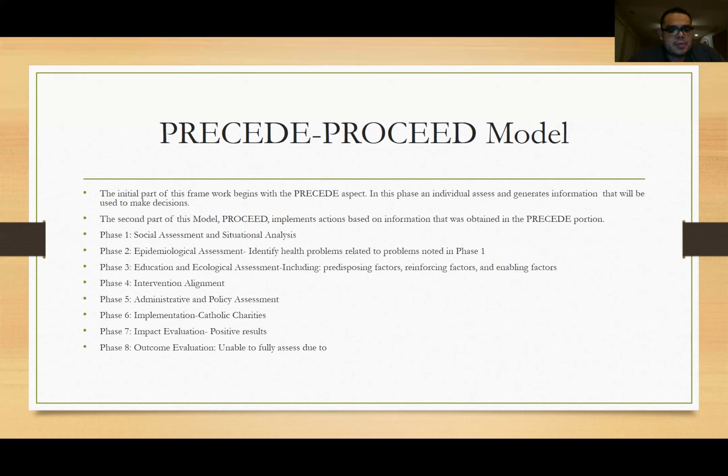The next part of the phase includes administrative and policy assessment. In this part of the phase, I had to see what type of resources I had, if there were any barriers, and what policies or strategies I needed to implement as well. So luckily, I was able to do my intervention at Catholic Charities, and they provided me a lot of resources, a lot of information, and a lot of guidance to be able to complete this intervention. And I would have to say I didn't have many barriers.